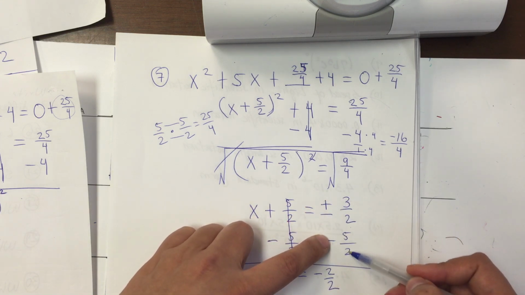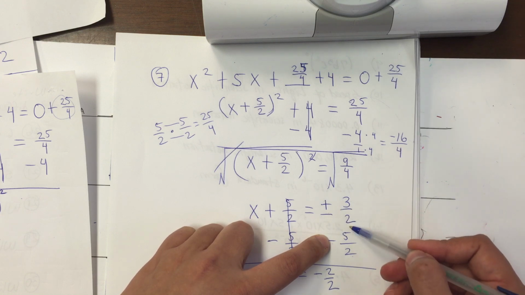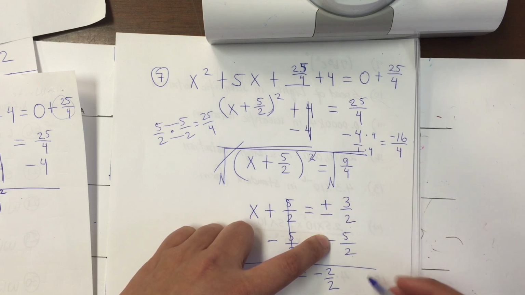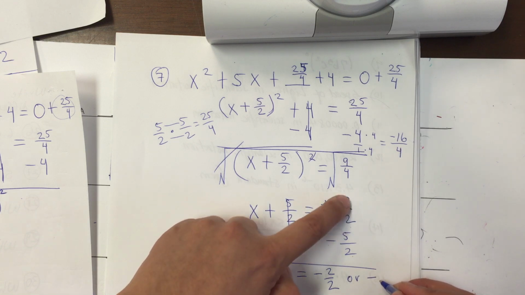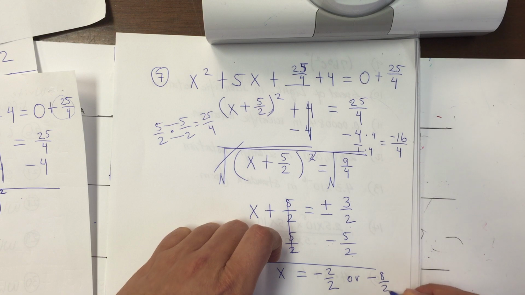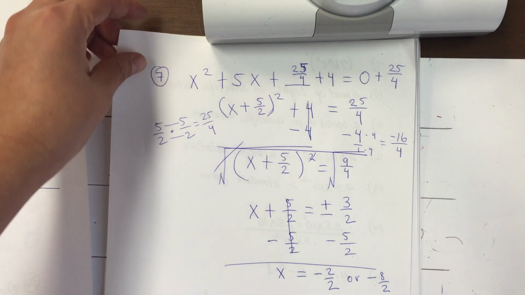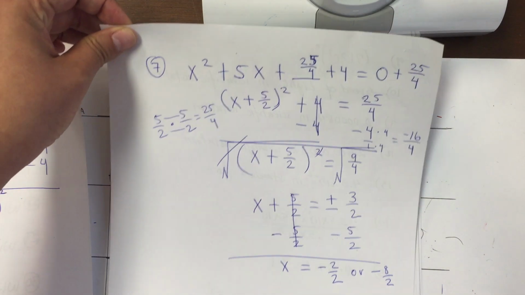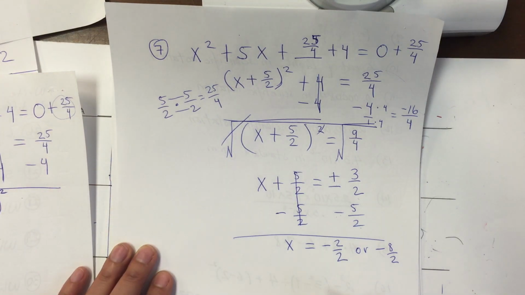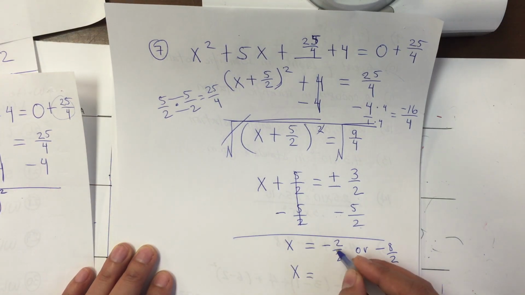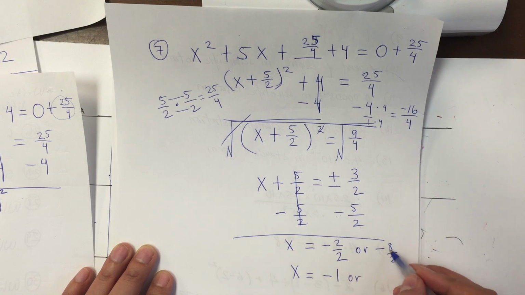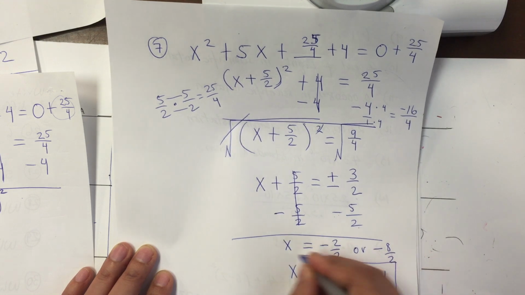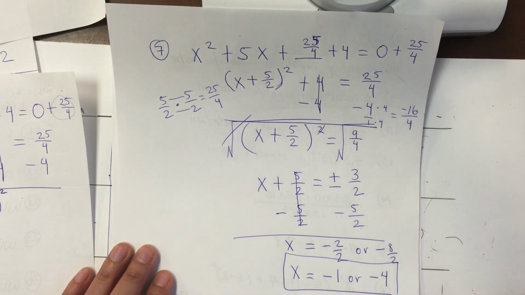And then negative 5/2 minus 3/2, both are negative. And so it's going to be negative 8/2. And that can still be simplified. So x is equals to negative 2 divided by 2 is negative 1, or negative 8 divided by 2 is negative 4. And so those would be my answers.